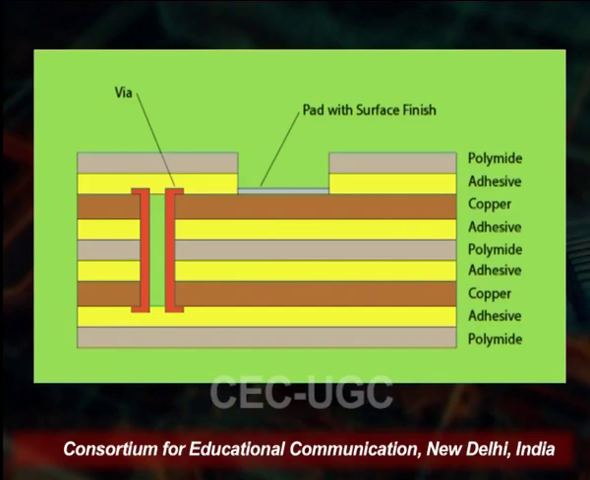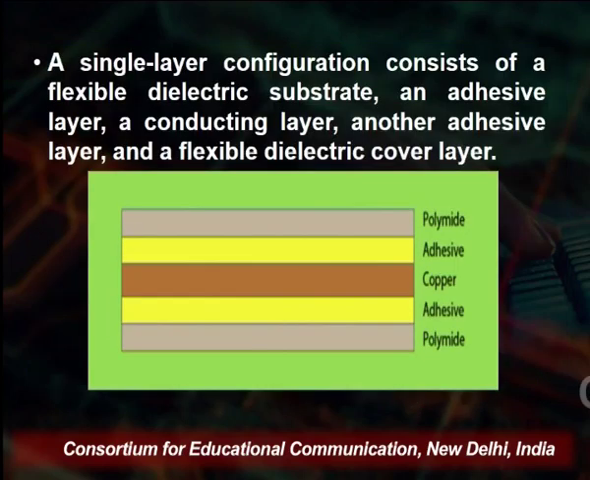You can see shown here that we have a polyimide, moreover we have an adhesive, we have a copper, and repeatedly we can prepare layers of that. So the single layer configuration consists of a flexible dielectric substrate, an adhesive layer, a conducting layer, another adhesive layer, and a flexible dielectric cover layer. So this is a single layer configuration, which uses these types of layers, and then we prepare the substrate.